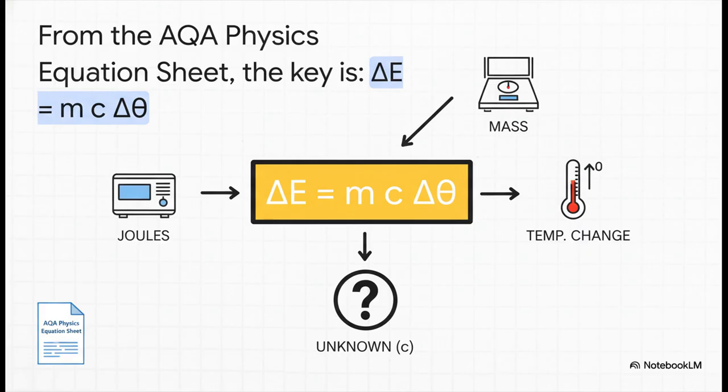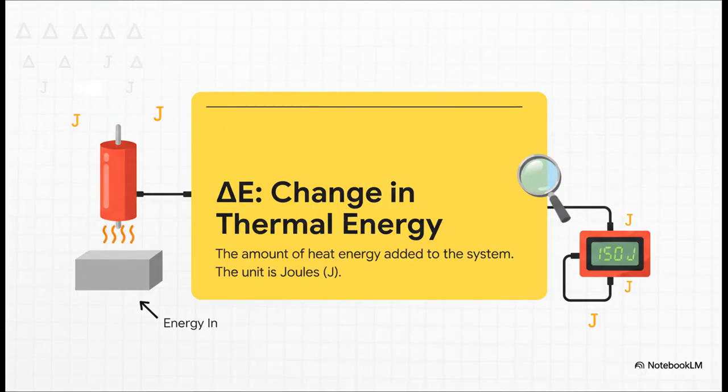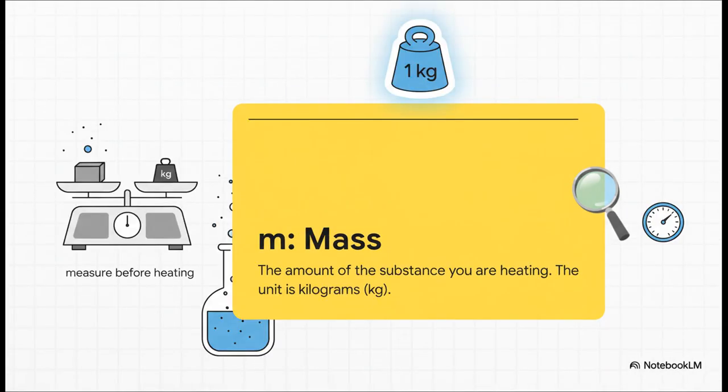Let's decode it. See, this equation tells a whole story. It all starts with delta E, which is just a fancy way of saying change in thermal energy. In this experiment, this is the energy we're going to pump into our material using an electric heater, and we measure it in joules. And where are we putting that energy? We're putting it into m, which stands for mass. That's just how much stuff we're heating. And a classic exam tip here, guys. Make sure it's in kilograms. They love to give it to you in grams to try and catch you out.